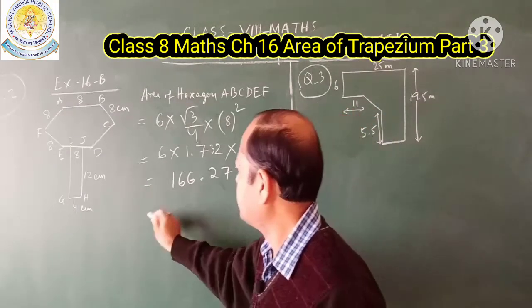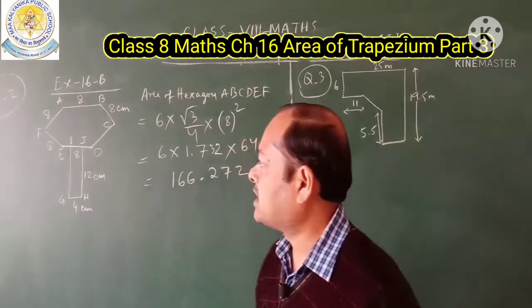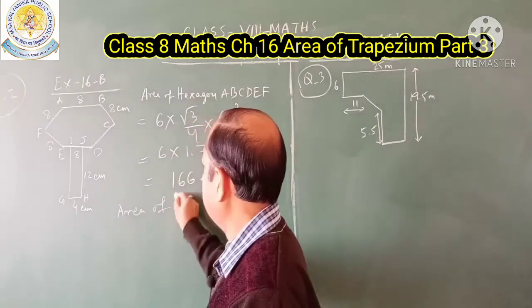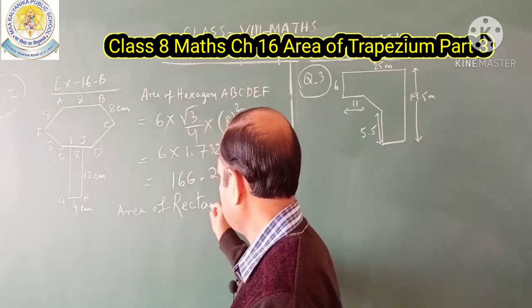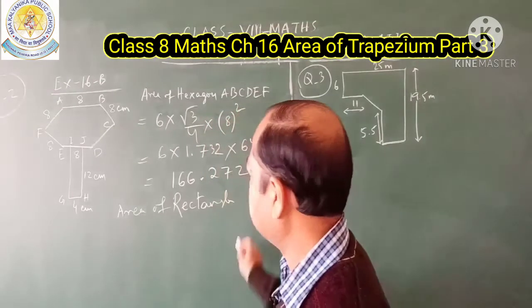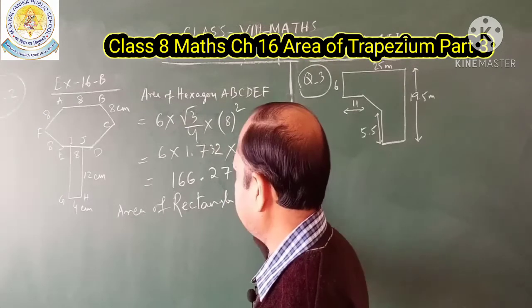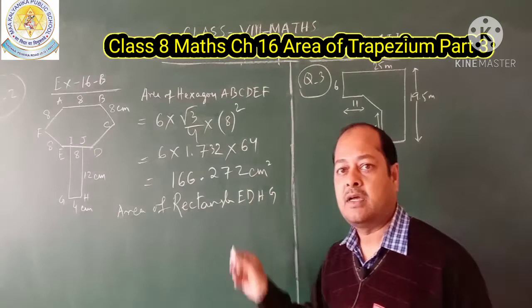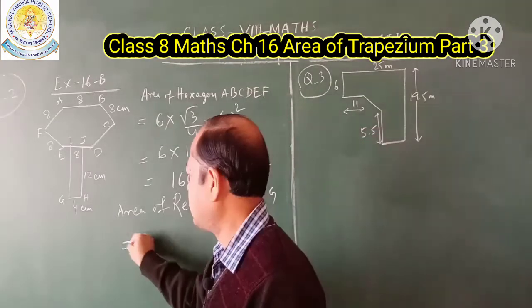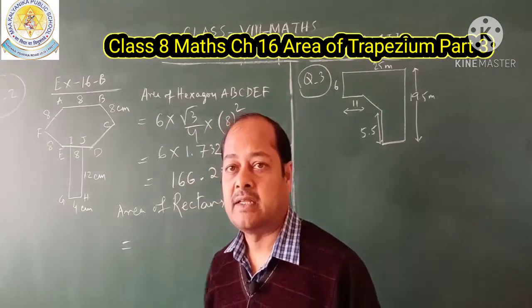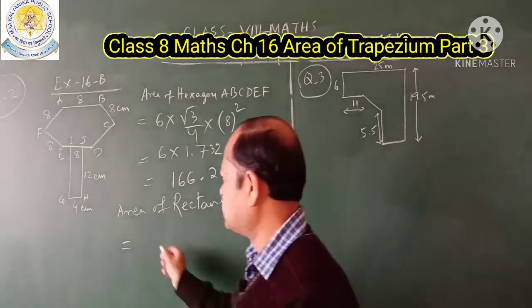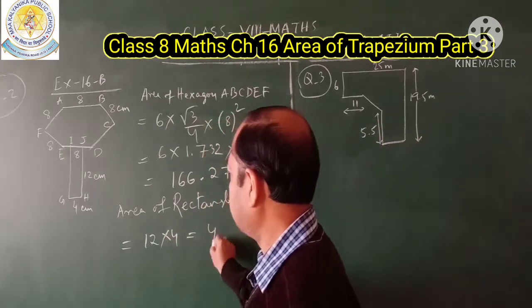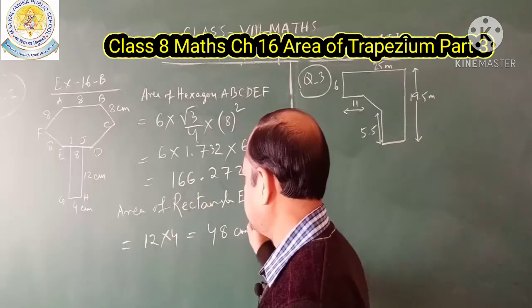Then next, find out the area of this rectangle. What is the name of the rectangle? E, D, H, G is the name of the rectangle. We already know the formula for the area of the rectangle, that is length into breadth. Here length is 12 and breadth is 4. 12 into 4 is 48 centimeter square.